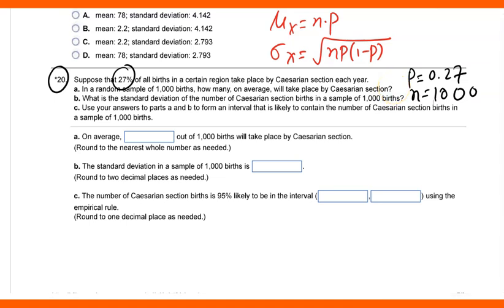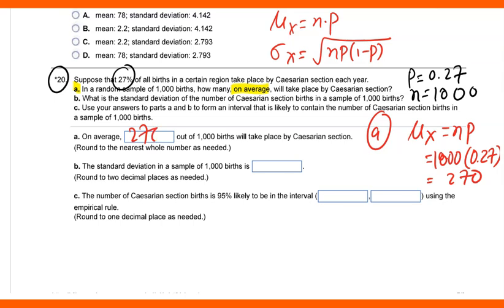Here the question is to find the average. Notice that average is a mean. Therefore, in part A, we are looking for mu of x. That's the same as n times p. N is 1,000 times 0.27, which gives you 270. Therefore, on average, 270 out of 1,000 births will take place by cesarean section.